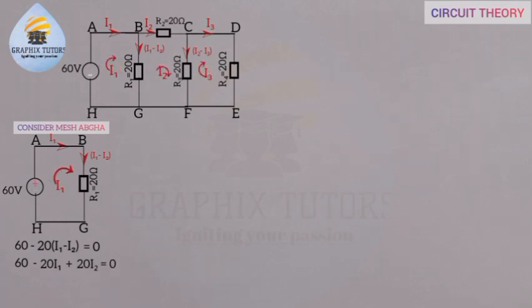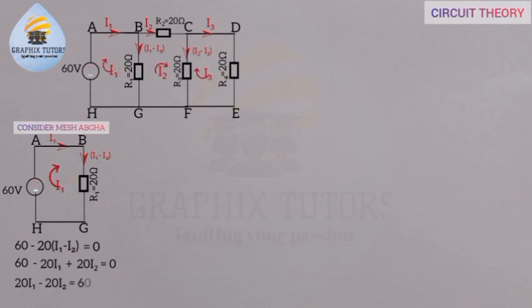Now, if I take the minus 20 I1 plus 20 I2 to the other side, the negative 20 I1 will become positive 20 I1, and the positive 20 I2 becomes negative 20 I2 because they are moving to the other side, and I'm leaving 60 on the left-hand side, while the rest are moving to the right-hand side. So this is what we have here.